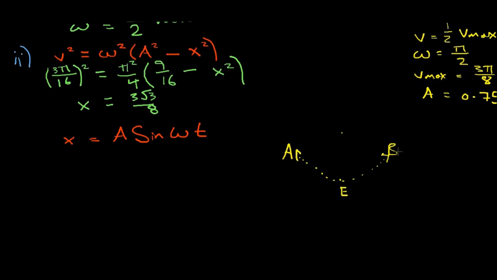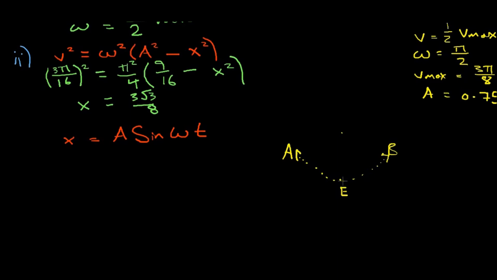At point A and B, the acceleration is maximum, but the velocity is 0. And at the equilibrium point, point E over here, the velocity is maximum. So this is the point at which you have maximum velocity. And this is the point at which acceleration is 0. So the pendulum is swinging back and forth, and this is the idea of simple harmonic motion.